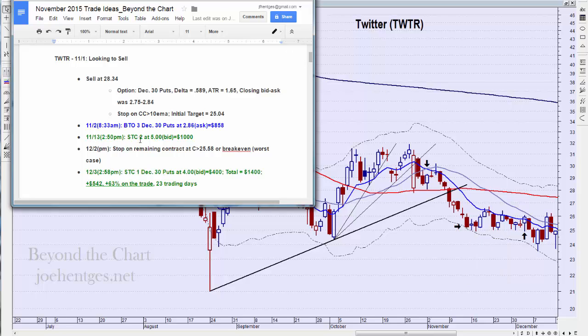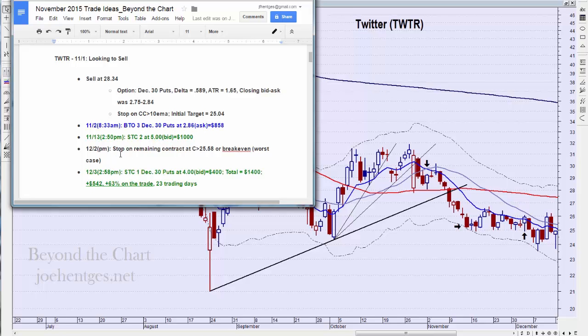Sold to close, 2 of the 3 at 5 bid. And so on these trade ideas, I always enter at the ask and exit at the bid to be conservative. Now, I always tell my insider members, I'm not saying that that's the way you should execute. You should try to beat this. You should always try to get in the middle of a spread. And of course, we're trying to trade options on stocks where the spreads are fairly liquid and fairly narrow. And on Twitter, that is the case. So we got out here.